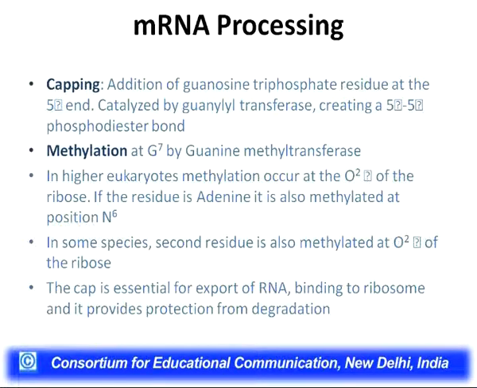This addition of cap is very essential because it helps in transport of the mRNA from the nucleus to the cytoplasm. As we know that the eukaryotes have a nucleus and the genes are transcribed into mRNA in the nucleus. This mRNA has to be transported outside the nucleus into the cytoplasm, and for that this particular cap is essential. Also, it is essential for binding of this particular mRNA to the ribosome. So, it is an essential feature which also prevents premature degradation of the mRNA.